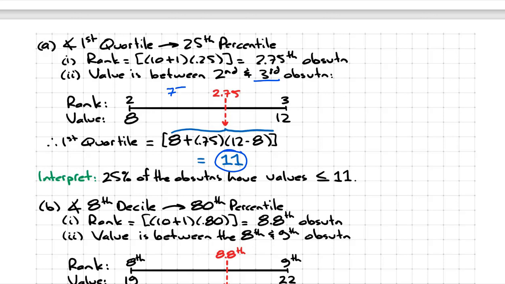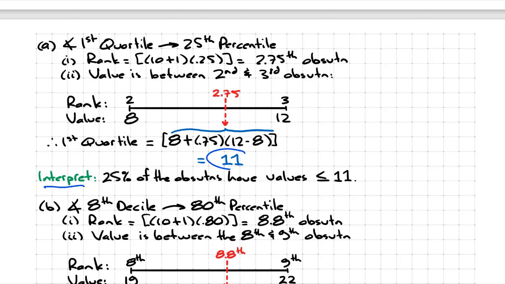And you could see how that fits into the framework, right? The second observation has a value of 8, the 2.75 has 11, and the third one has 12. So you could see the progression from each of these data points. And that's your answer, ladies and gentlemen.